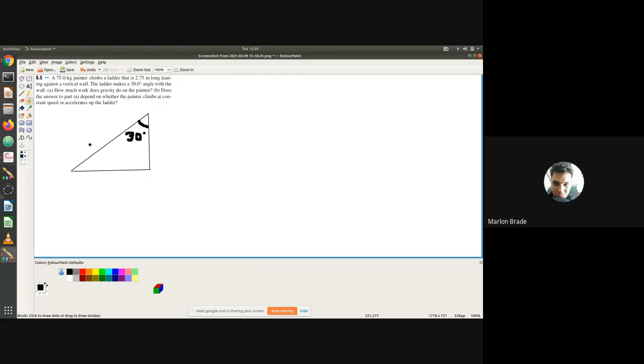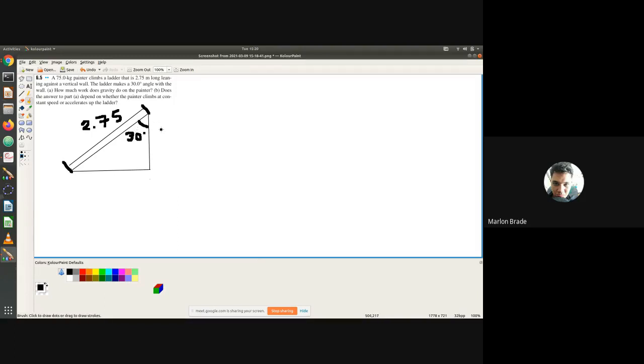Okay, so this is 2.75 meters. That is the length, from here to here. This is 2.75 meters. So the question is, how much work does gravity do on the painter?